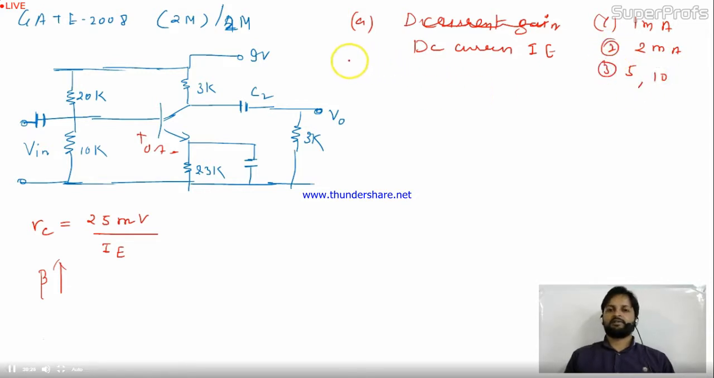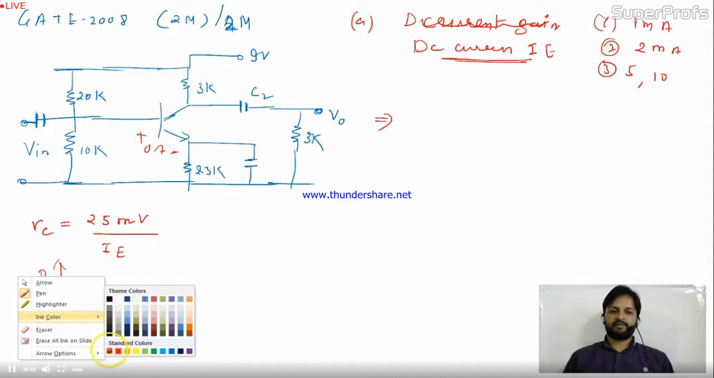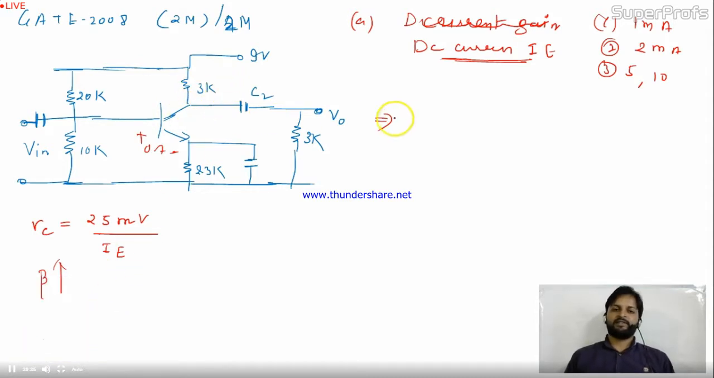So first I'll solve this part. This is the DC current, which means definitely this type of question we have to start with the DC analysis only. Is it okay? So let me start with the DC analysis. When you do DC analysis, all AC parts of the circuit will be turned off. All capacitors of the circuit will be open. So let me do the DC analysis for this.